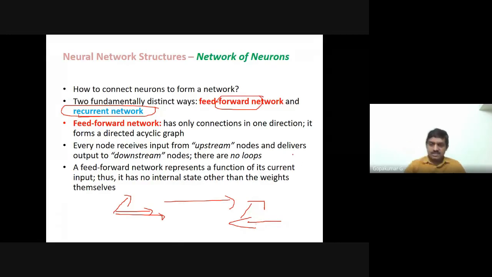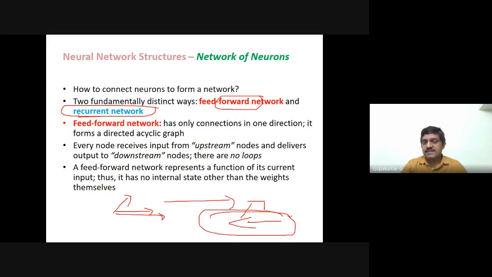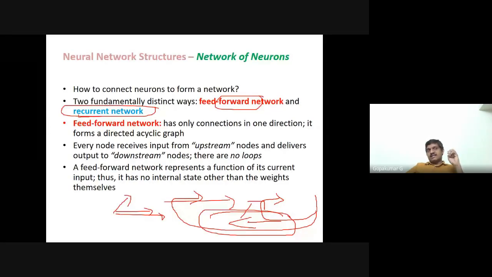But in a recurrent network, you will have this type of connection. That means you take the output of one neuron and feed it back to the input of the same neuron, or maybe to some previous neurons. That is called a recurrent neural network. I think at least some of you have read about deep neural networks, such as convolutional neural networks and recurrent neural networks, RNN. This RNN is an example of a recurrent network.